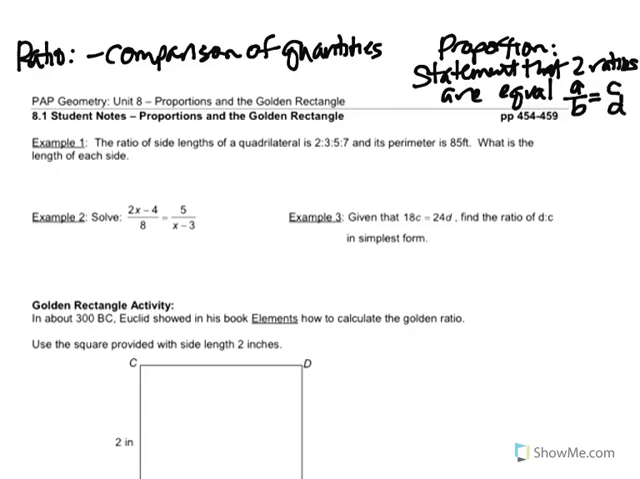Okay, and the terminology, just for some vocab, if we were to write that out, it would be A is to B as C is to D. And in mathematical terms, we would call A and D the extremes, because they're the ones on the outside. They're the extremes, and the two on the inside are the means. So that's just a little bit of vocab for you.